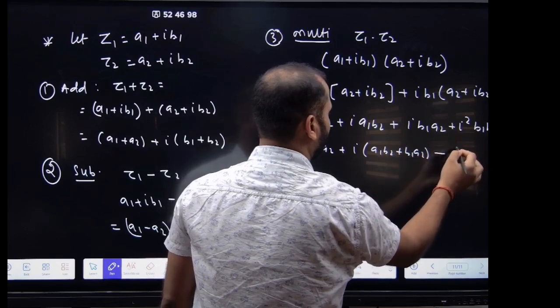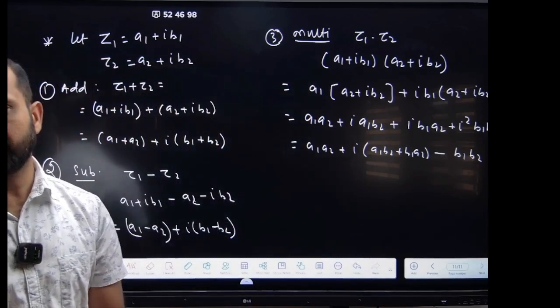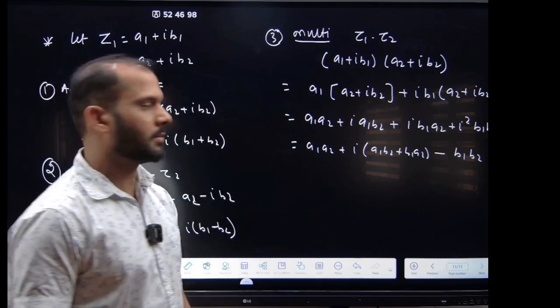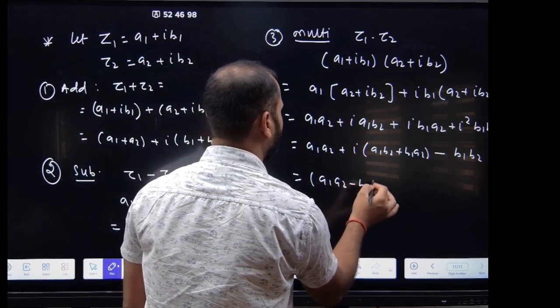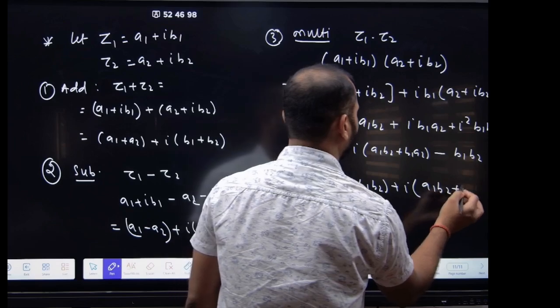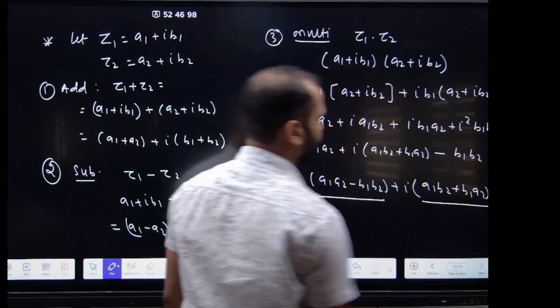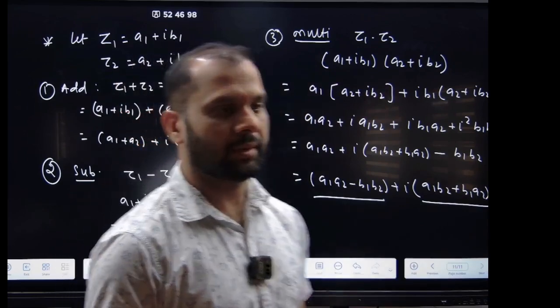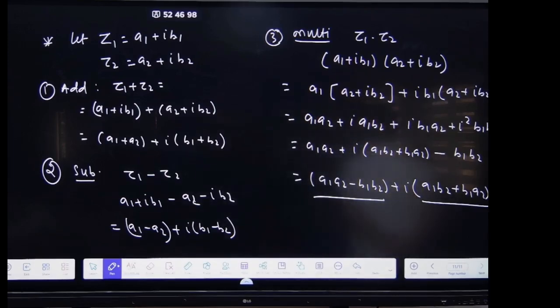I square is how much? Minus 1, right? I square is a real number. Whenever you get i square, immediately write minus 1. So the real part will be A1 A2 minus B1 B2, plus i times A1 B2 plus B1 A2. This is the real part of the complex number, and this is the imaginary part, when you multiply these two complex numbers, Z1 into Z2.